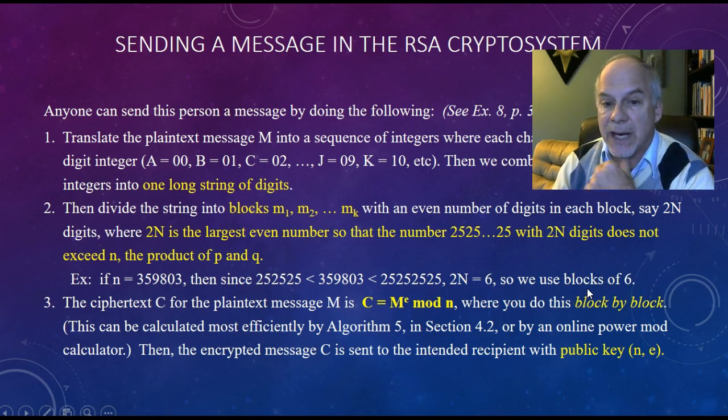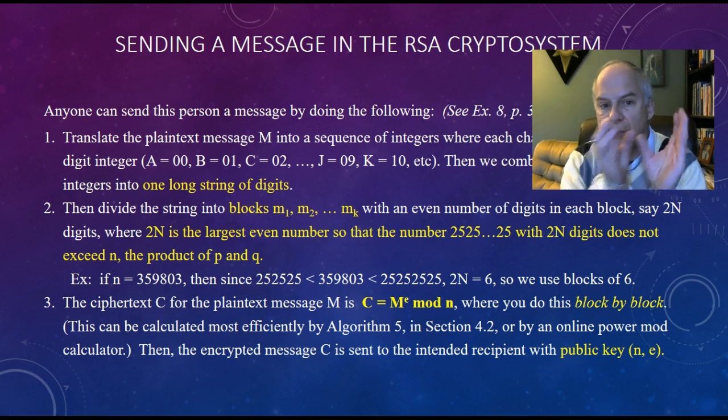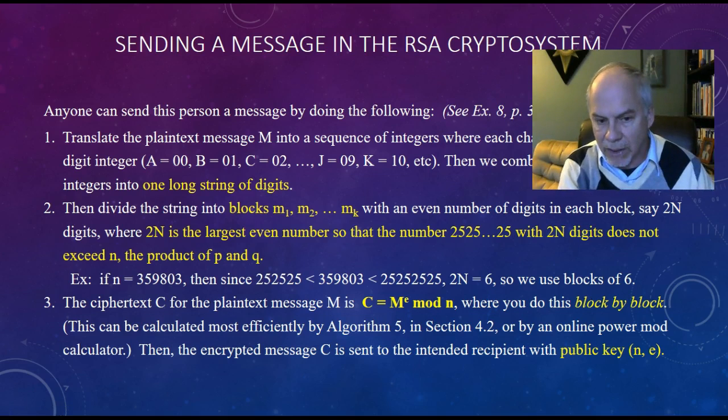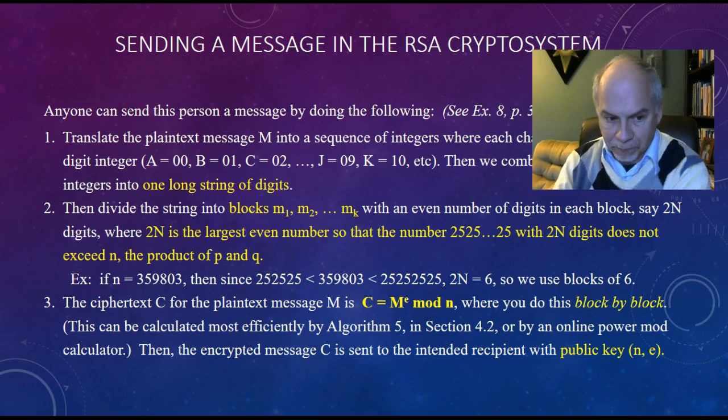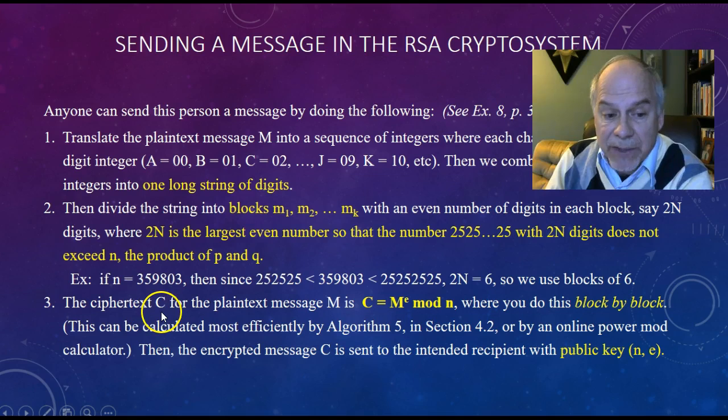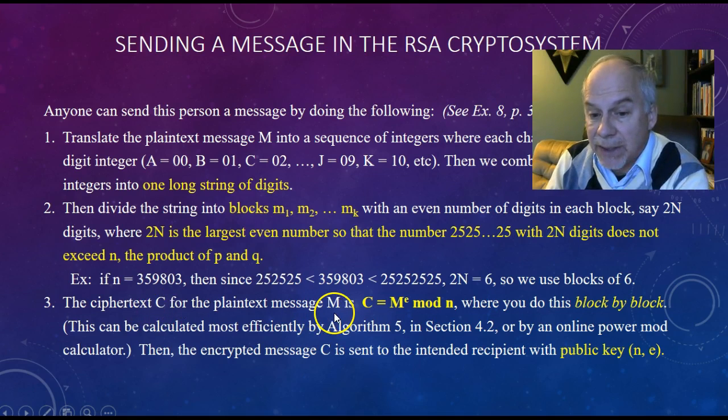Okay, so we're going to take our message and split it up into blocks of 6. That's how we tell; you base it on how big n is. Now, the ciphertext C for the plain message M is found by doing this.